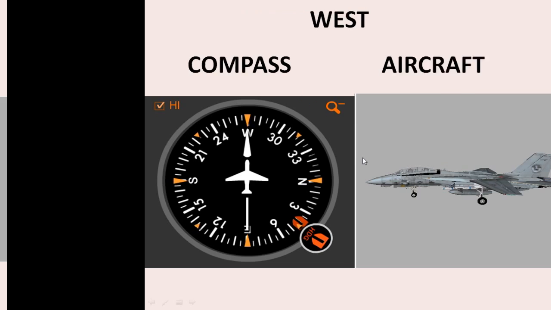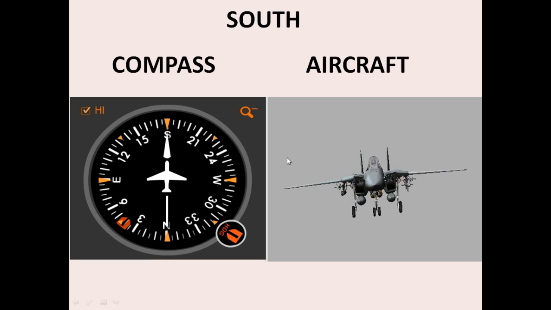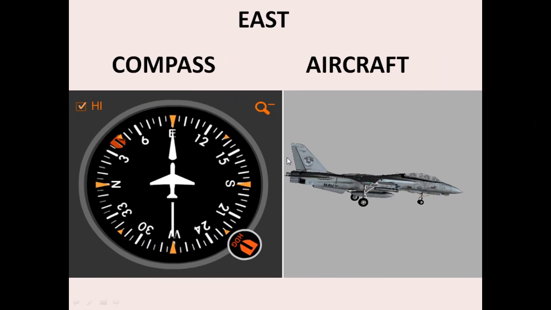Now let's see next, that is the south. If the aircraft is in south direction, the front part of the aircraft will be visible to you. The compass is pointing towards south here and the front part of the aircraft is visible to you. You cannot see the back part of the aircraft. It means that the aircraft is traveling in southern direction. Next, if the compass is pointing towards east, it means that the aircraft is traveling in eastern direction. So you can see the compass, and the aircraft here is pointing towards east direction. It means that the aircraft is traveling in east direction. This is the end of the compass.